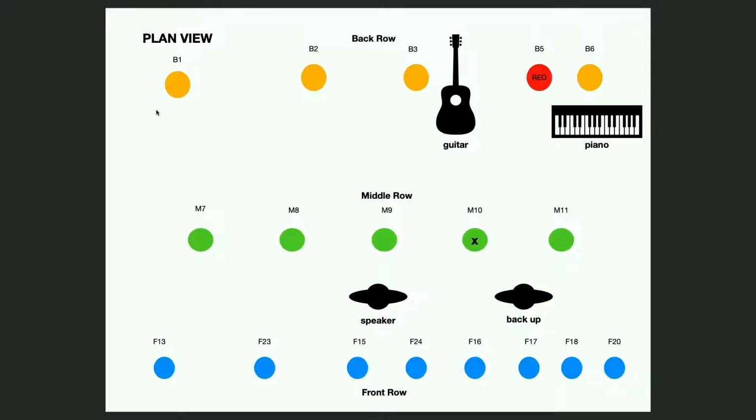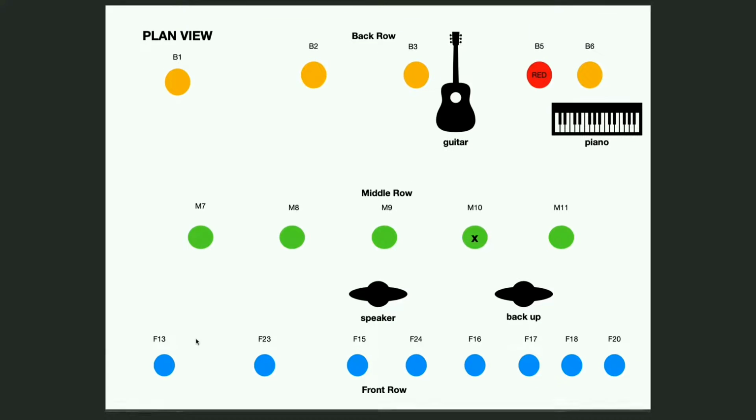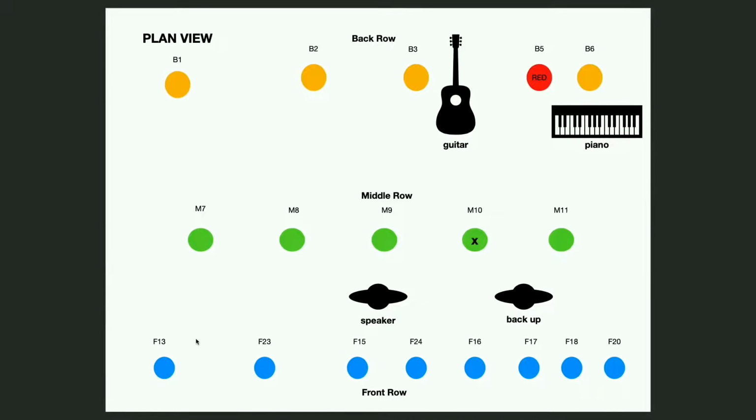What we see here is B1, B2, B3. B stands for the back row, M stands for the middle row, and F stands for the front row. The number here corresponds to the number on the light switch. Number 10 is X because it's blown. Those that don't have a number here are either not being used, or they are blown.